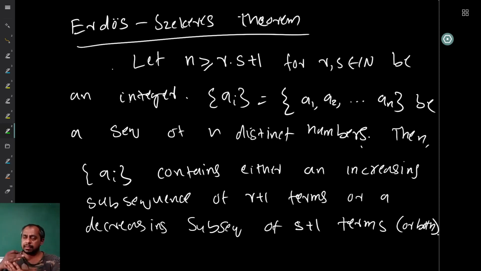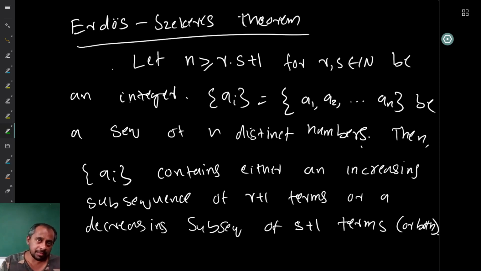Now, no matter what numbers you have given me, so these are distinct numbers, no matter what order you have given me these numbers, you can show that the sequence contains either an increasing subsequence of r plus 1 terms or a decreasing subsequence of s plus 1 terms.